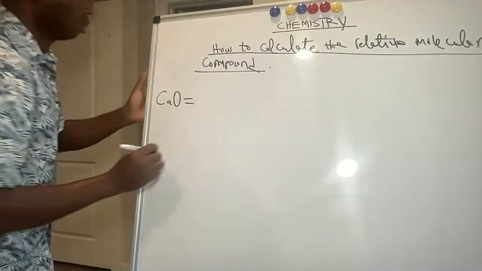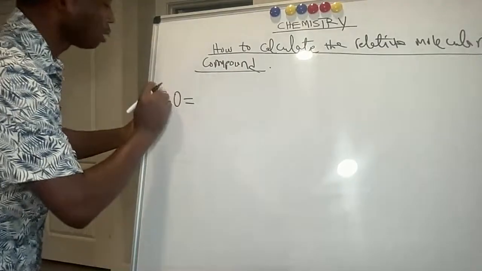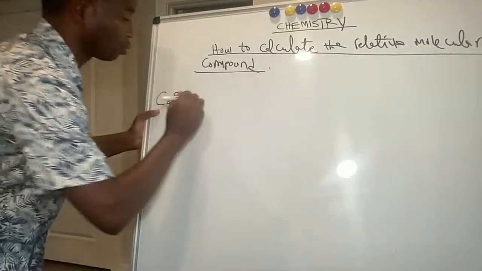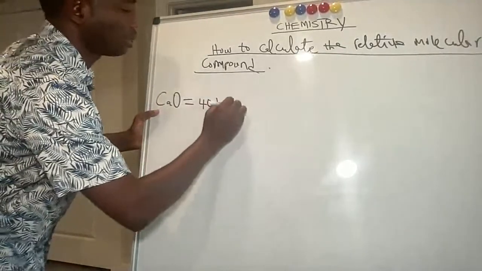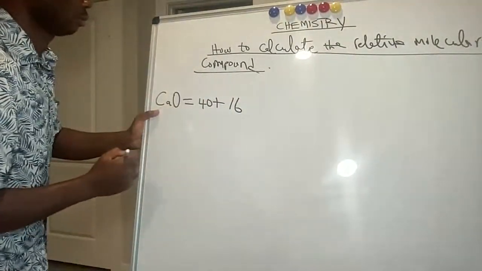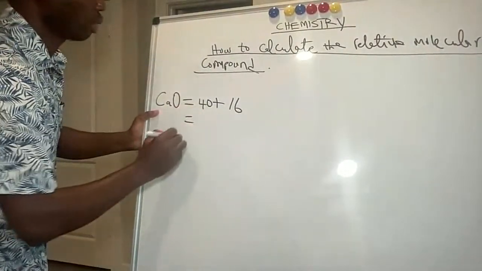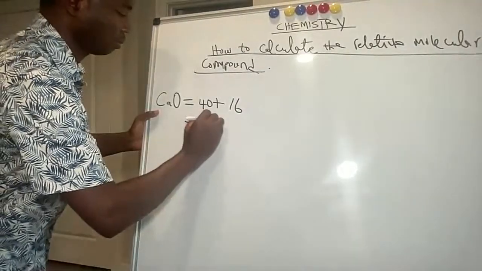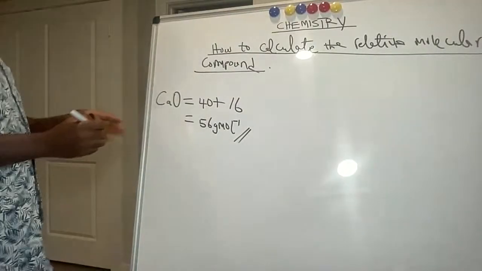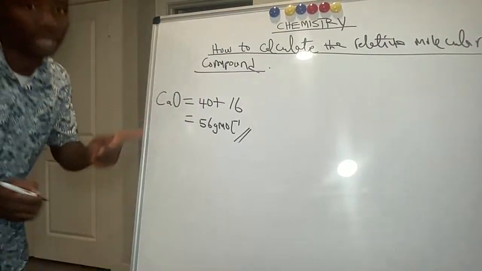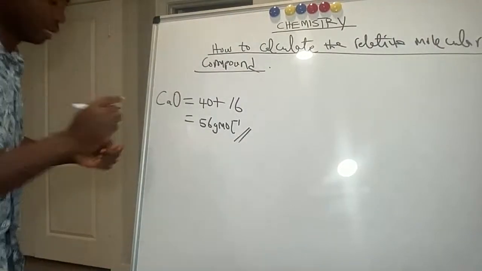Calculate the relative molecular mass of calcium oxide. Now, what is the mass number of calcium? 40 plus oxygen 16. So we have 56 gram per mole. So 1 mole of calcium oxide is equal to 56 gram. That is what it means. Let's proceed to our last one.